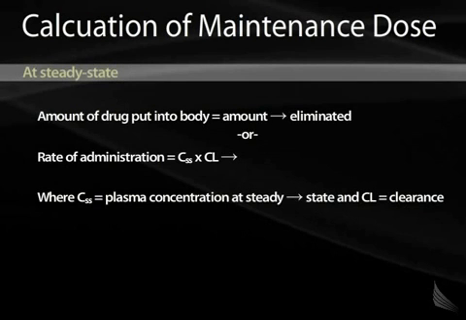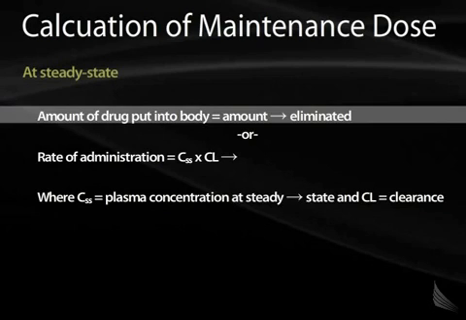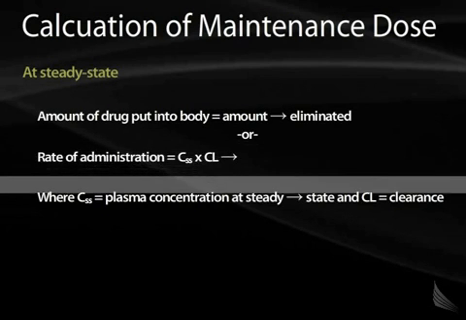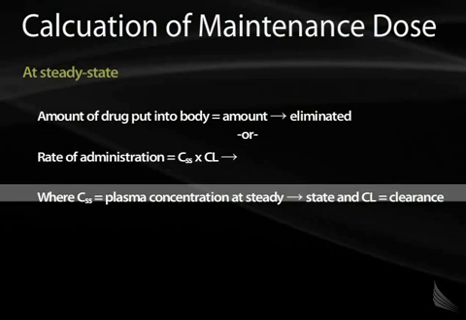At a steady state level, in order to calculate the maintenance dose, you have to remember that how much of the drug is put into the body is equal to the amount that's eliminated. Therefore, the rate of administration will have to equal the steady state concentration times the clearance of the molecule. The higher the clearance, the more and more quickly you'll have to give the medication in order to reach a steady state concentration.